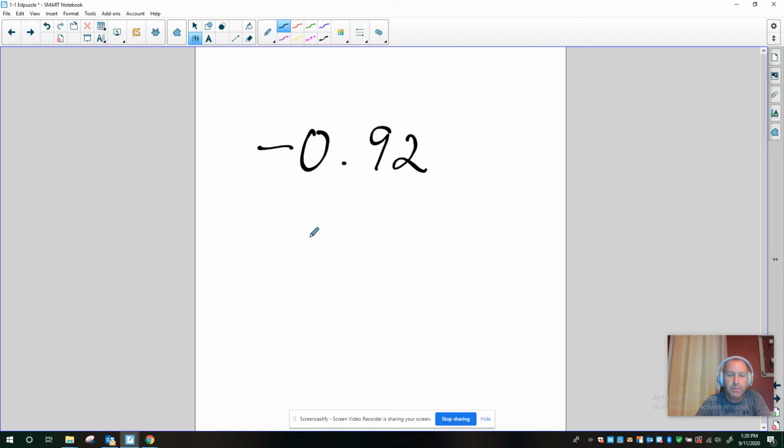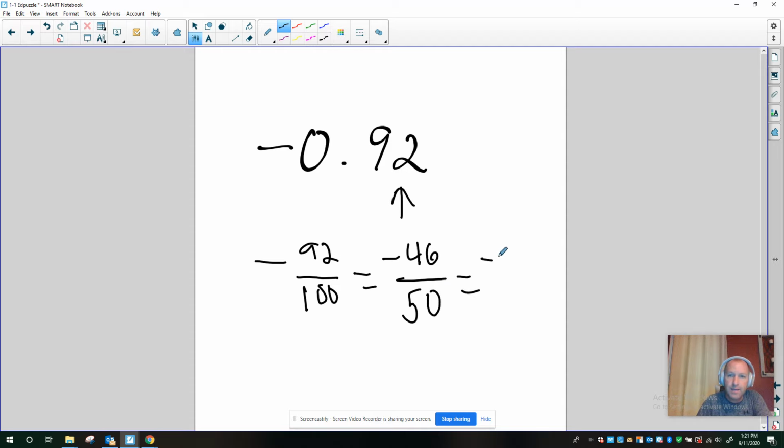Similarly, if you read this properly, it's negative 0 and 92 hundredths. Notice that the 2 is in the hundredths place. So don't forget the negative. 92 over 100. And that's going to reduce down to negative 46 over 50. And it reduces down again to negative 23 over 25.